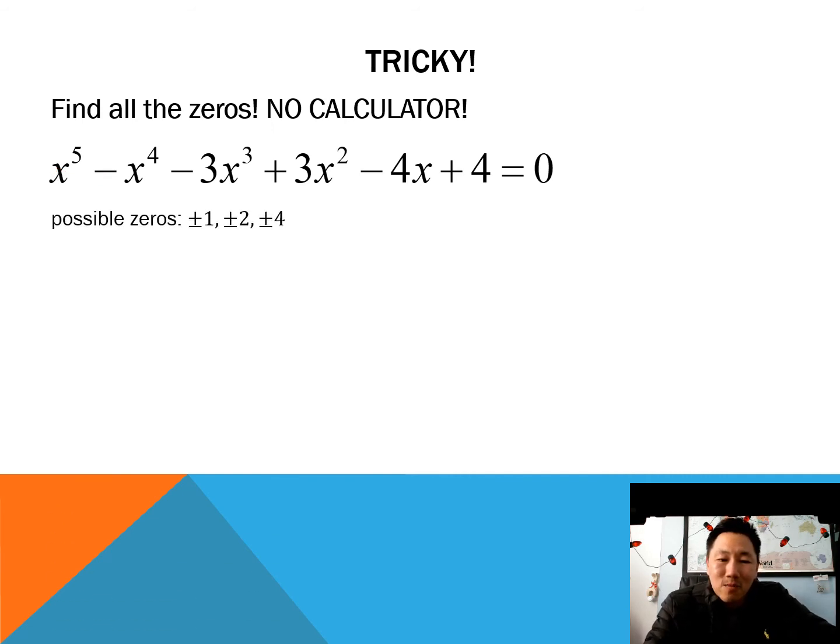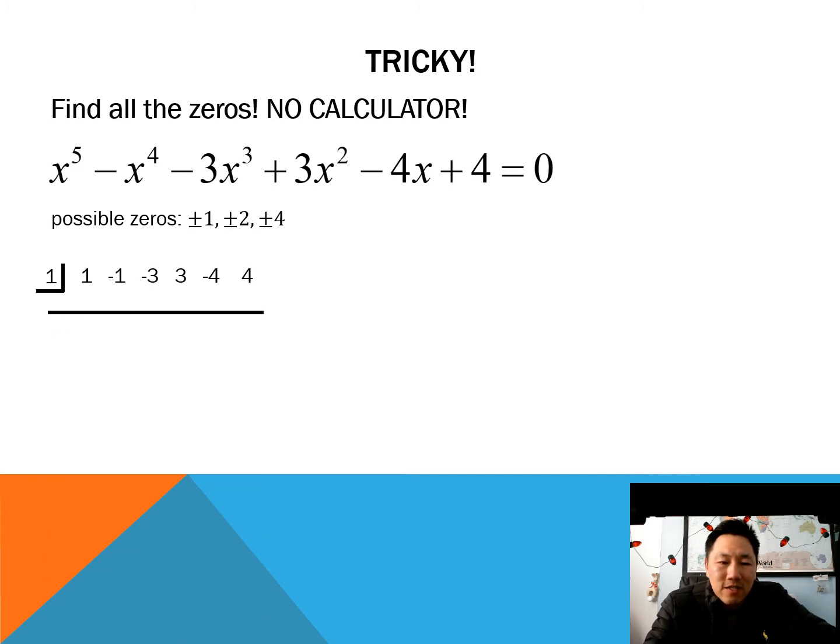Let's list all the possible answers. Those are the factors of 4, which is plus or minus 1, plus or minus 2, and plus or minus 4. And if you notice, the front is just a 1, so you don't have to do the whole fraction thing. Okay, so let's go ahead and test some points. Let's test 1. I always like to test 1 first. You don't have to do the 1 first. You can do any of those 6.